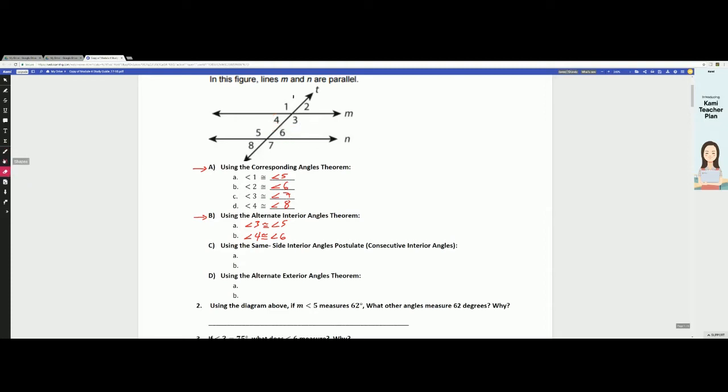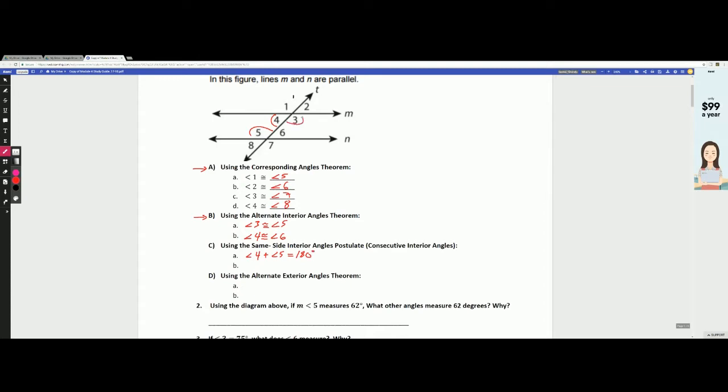Let's look at part C, using the same side interior angle postulate. They also call it consecutive, just in case you ever see that word, but we call it same side interior angles. Angles 4 and 5 are on the same side and they're interior, so angle 4 is not necessarily congruent to angle 5. Angle 4 plus angle 5 are supplementary, therefore they add up to 180 degrees.